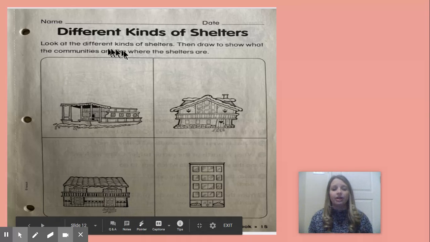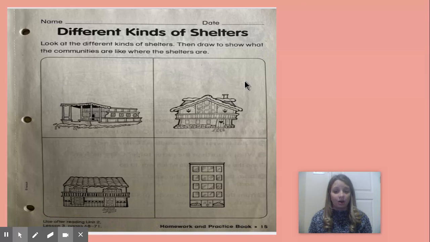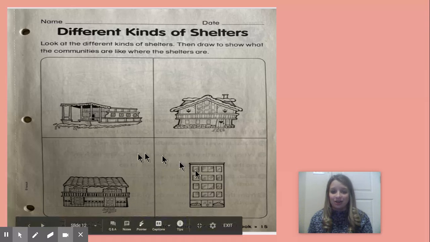So you're going to look at the different kinds of shelters and then draw to show what the communities are like where the shelters are. All right, that is what you're going to do today. I want to see your imagination just flow through these pictures and give it lots of color too. All right, if you have any questions, let me know.